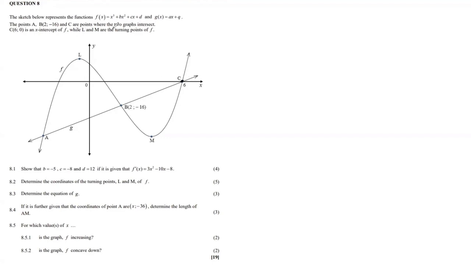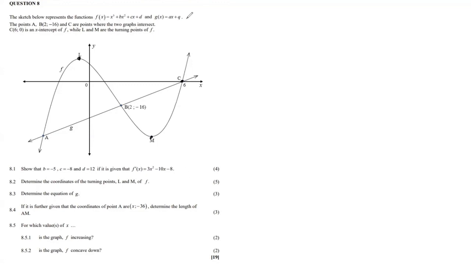And L and M are the turning points of f, so the local maximum and the local minimum point. Then 8.1 says, show that b equals negative 5, c equals negative 8, and d equals 12, if it is given that f prime of x equals 3x squared minus 10x minus 8. Now, how do you solve this one?